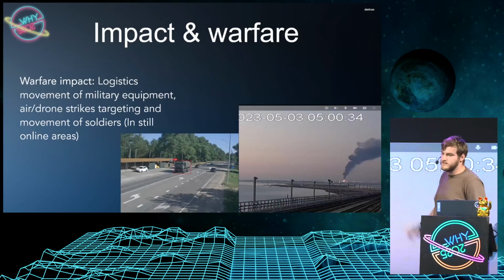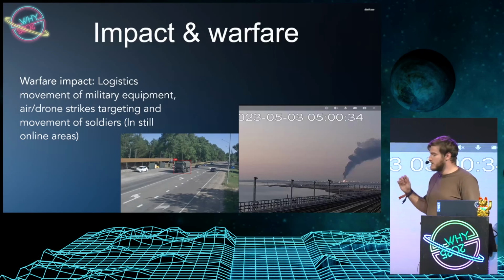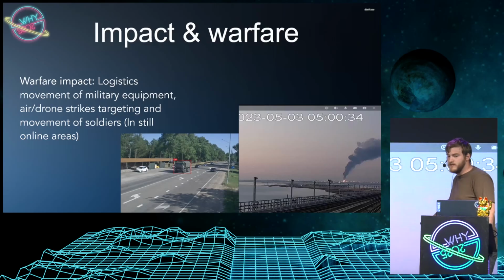This is the main impact of hacking IP cameras. Of course, it's an invasion of privacy. If it's in your home, it's scary, you feel violated, but there's also risk on a national level. Here are some examples from Ukraine. This is the Kerch bridge. The hacked camera here has been used to target the bridge for airstrikes, drone strikes, and also logistical movement of trains and military equipment.